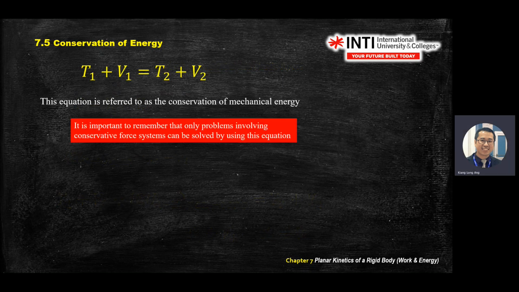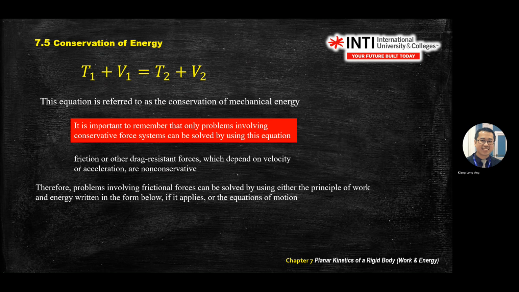Then at the end, we will refer to kinetic plus potential before equals after. This equation we refer to as conservation of mechanical energy. When you use conservation of energy, we only look at conservative forces. For example, friction we will ignore, drag we will ignore. Friction and drag are non-conservative, so you don't need to calculate their effect in the energy, right?